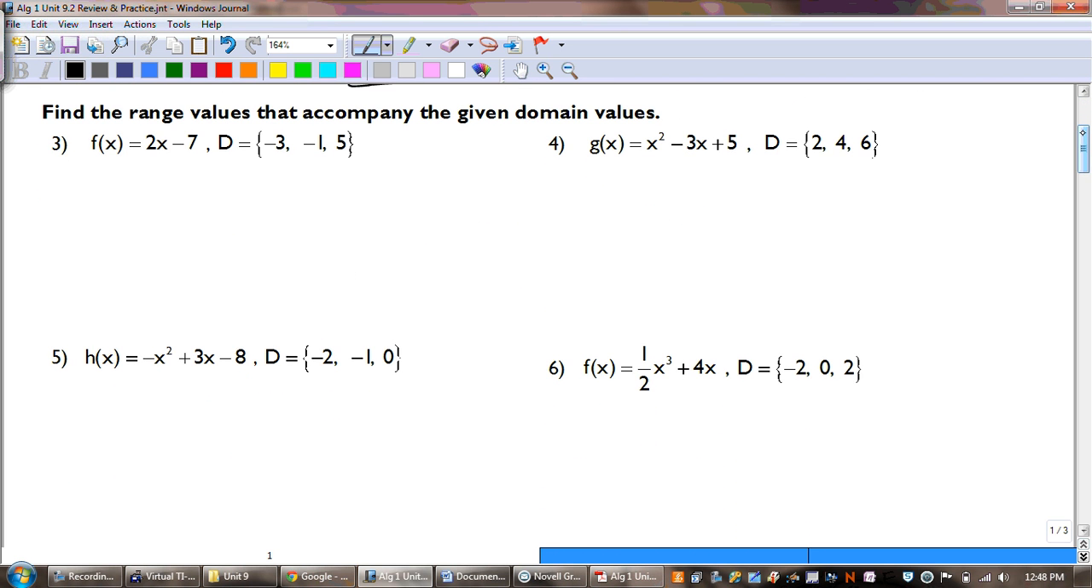So next one, say find the range of values that accompany the given domain values. So now they're telling us three different numbers to be plugging in. Okay, so they're saying that we're going to plug in whatever x is. We're going to plug that in. So we're going to do this not once, not twice, but 3 times. And we're going to plug in -3, -1, and 5.